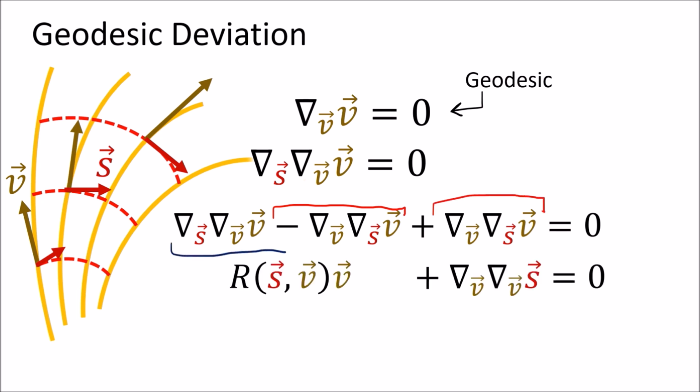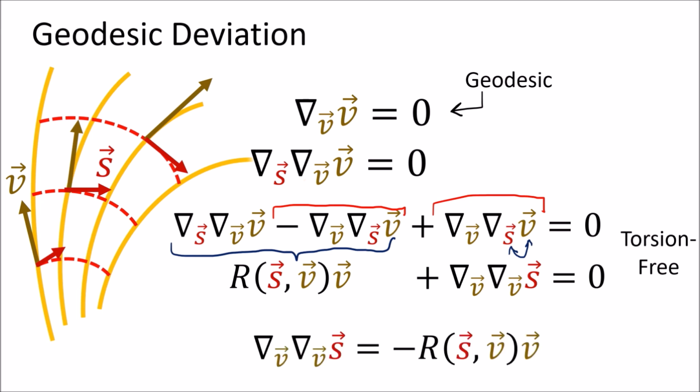And here is the definition of the Riemann tensor when the Lie bracket is 0, and here we can swap the order of v and s using the torsion-free property. So we found that the second derivative of this separation vector s, which is also called the geodesic deviation, is given by the output of this Riemann tensor expression with a negative sign in front.